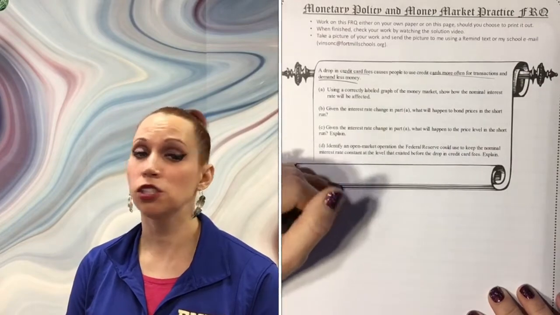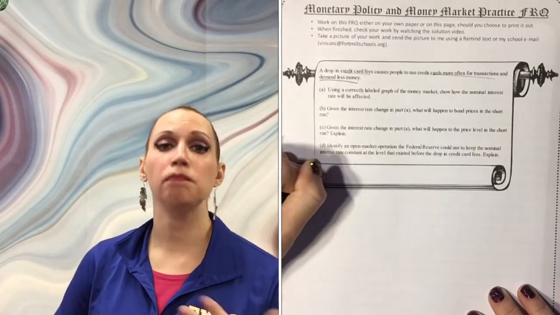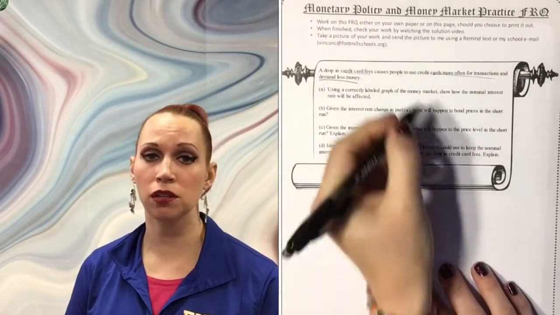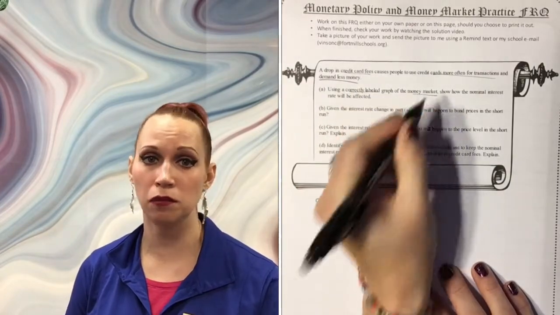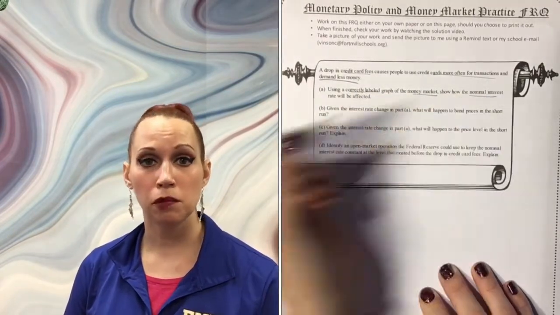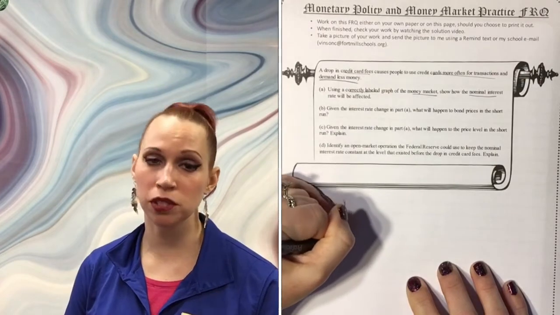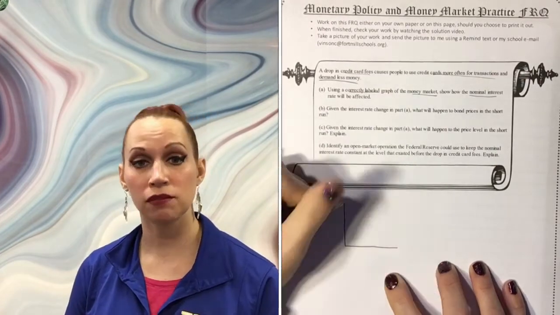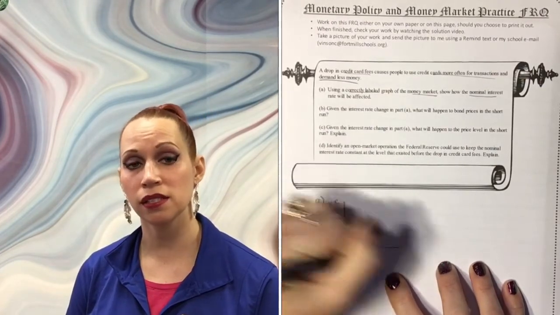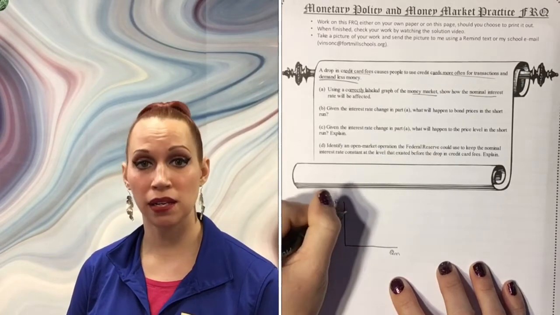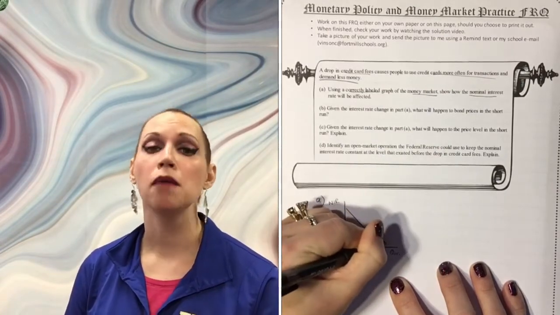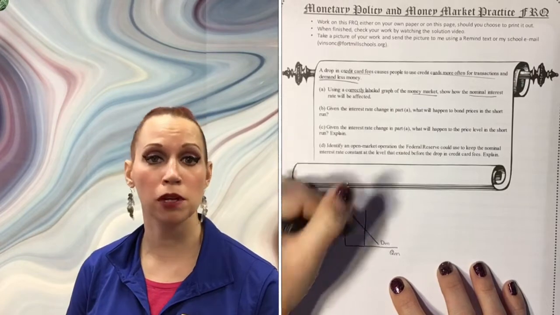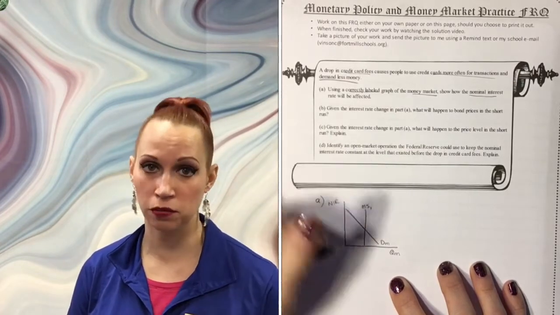So part A says just draw the money market graph and show the impact of this on your graph. Make sure not only are you drawing it, but you've got everything labeled correctly as well. For the M1 money market graph, you're going to have nominal interest rate on your y-axis. You're going to have the quantity of money on your x-axis. You're going to have a downward sloping money demand curve, and you're going to have a vertical money supply curve because remember the M1 money supply is going to be set by the Federal Reserve.